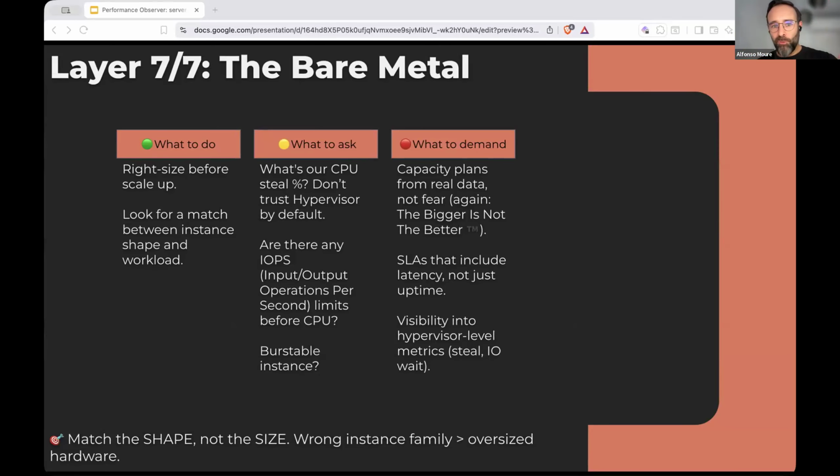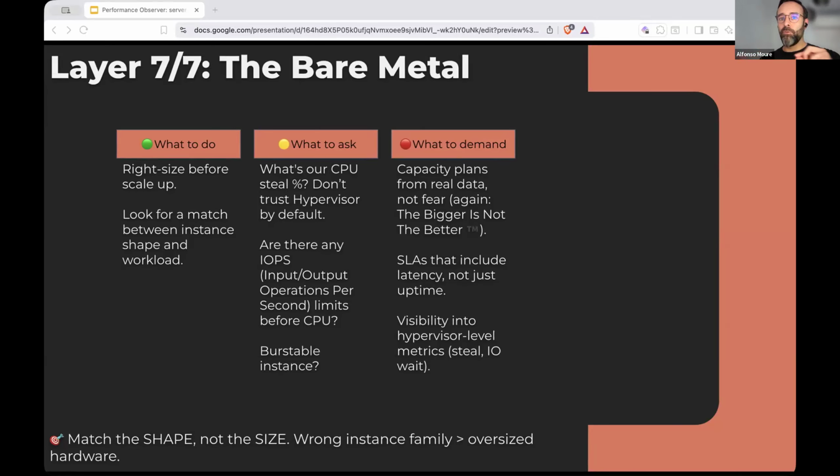What do we have to ask? What's our CPU steal percentage? That's the percentage of CPU time your hypervisor, that's a tricky word in English, the percentage of time that your neighbors inside the same machine are stealing from your CPU. If it's high, you are sharing a host that's overloaded and your performance is at the mercy of your neighbor. So if you are working on a VPS, that's a very important metric to check. How much CPU are your neighbors stealing from you?